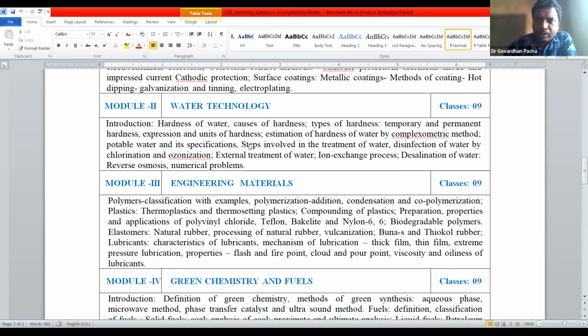Anybody having doubt, ma, in this module 2? No, sir. Okay. All of you understood the overall topics? Yes, sir. Okay, ma. Don't be lazy. Be active. Chandu. Okay, ma. Now we move to the question bank of module 2.